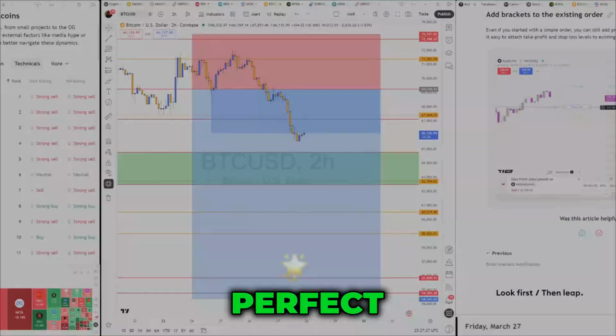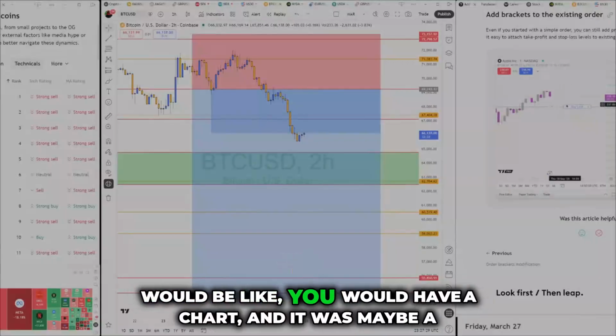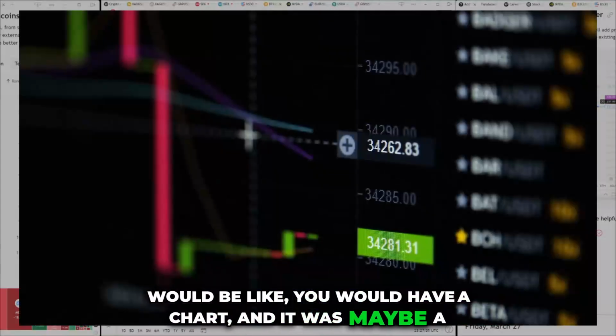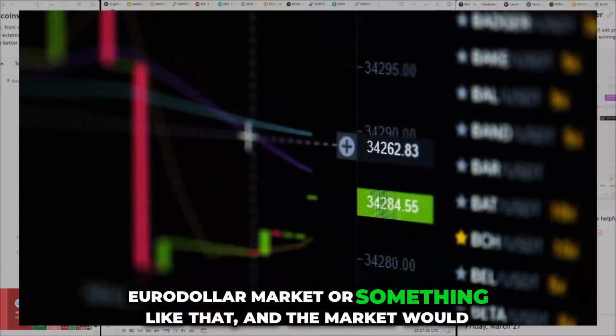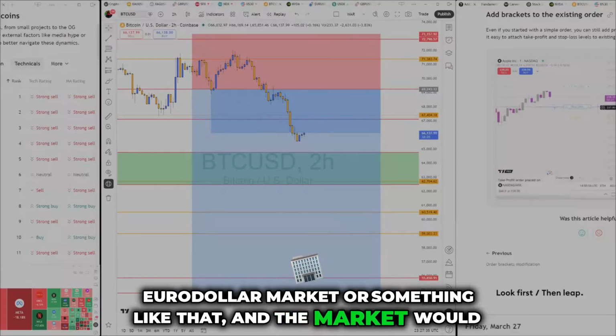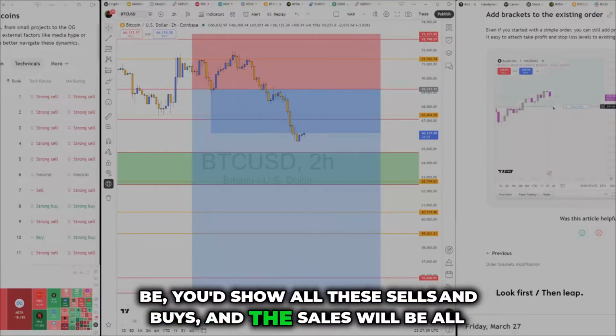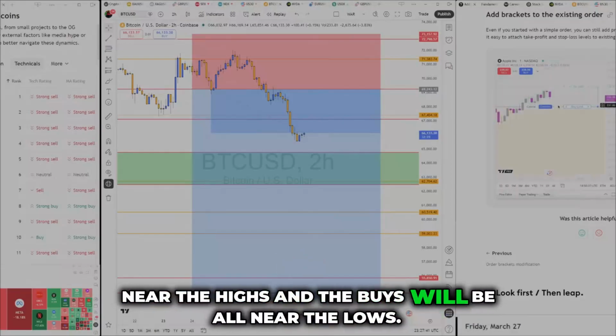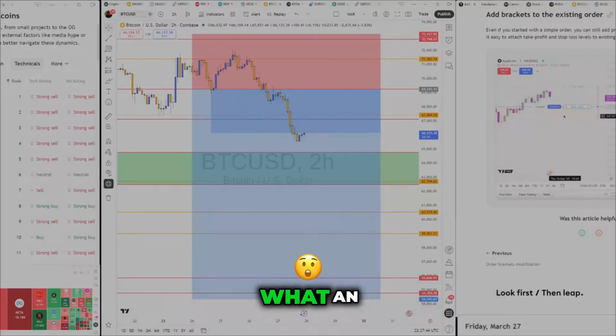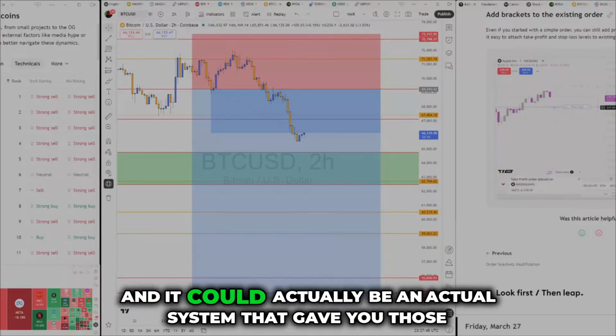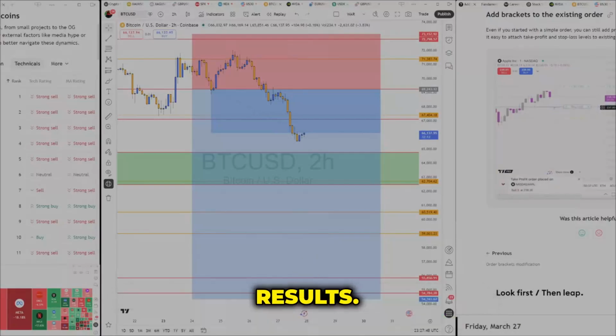A perfect example would be a chart of maybe the euro-dollar market or something like that, and you'd show all these sells and buys, and the sells would be all near the highs, and the buys would be all near the lows, and it looks like, oh wow, what an incredible system. And it could actually be an actual system that gave you those results.